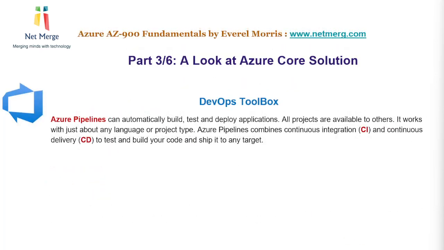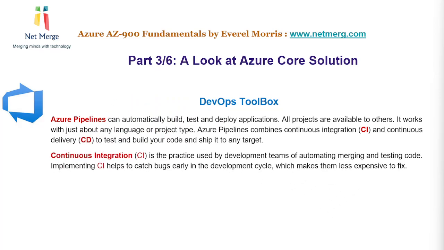Now let's look at the toolbox in more detail. The Azure Pipeline. This you could use for continuous integration and continuous delivery as well. It's an automatic build, automatic test, and deploy of applications. All projects are available together. It works with just about any language or project type or project management model. Azure Pipeline combines continuous integration and continuous delivery to test and build your code and ship it to any target. So you see, it's really, really powerful working inside DevOps.